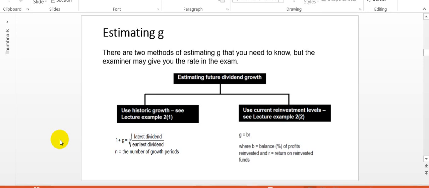The second is the Gordon growth formula, which is given by G equals BR, where B is the balance or percentage of profits reinvested, and R is the return on reinvested funds.